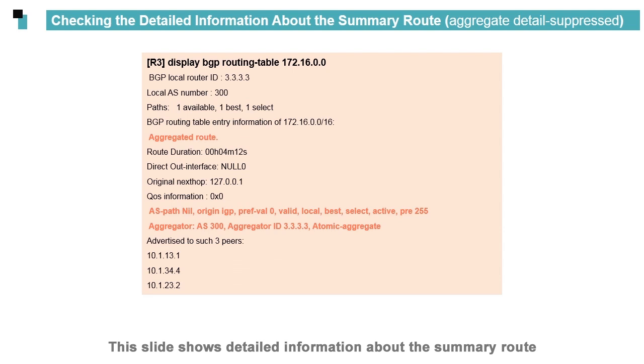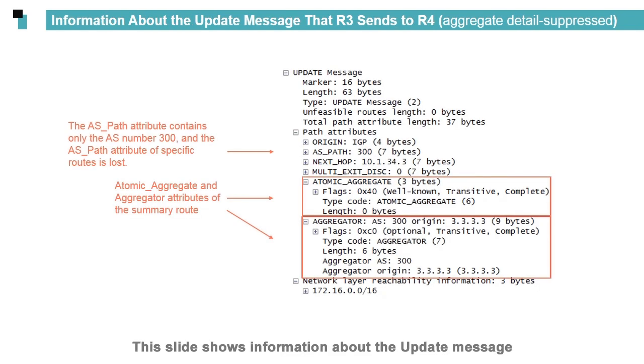This slide shows detailed information about the summary route. The aggregate route field indicates that the summary route is originated from R3, and that the AS path attribute is empty. This slide shows information about the update message that R3 sends to R4. The AS path attribute contains only the AS number 300, and the AS path attribute of specific routes is lost.